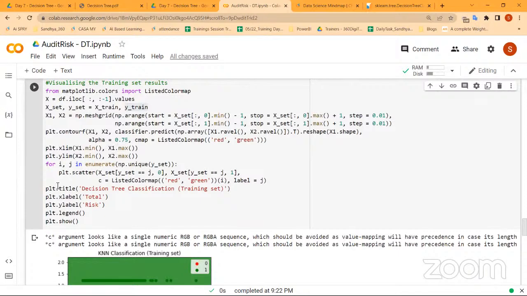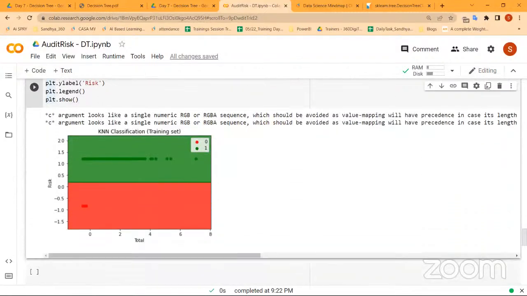I'm giving a title for my plot as decision tree classification with the training set, and then I'm giving the X label as total and the Y label as risk, and finally I'm showing it. And here I have added a few arguments to give it a rectangular shape with a certain size. Let's scroll down and you can see we have green and red.